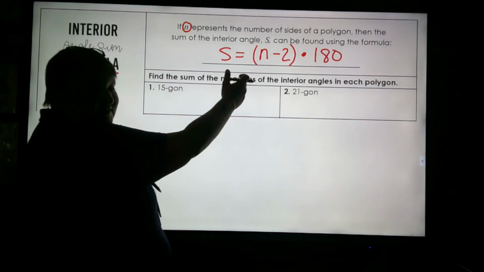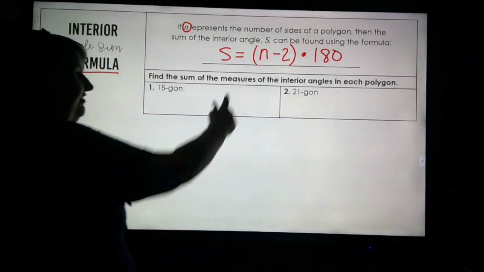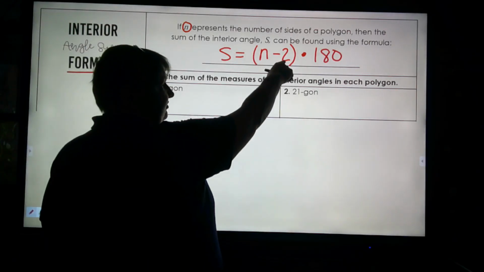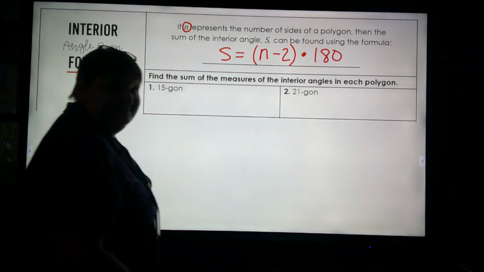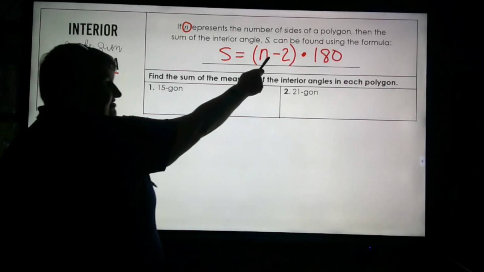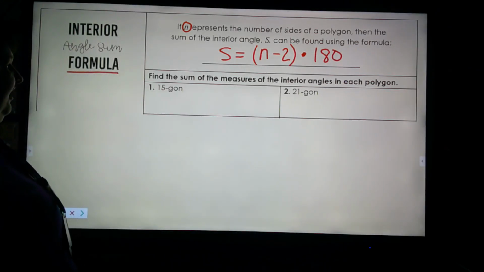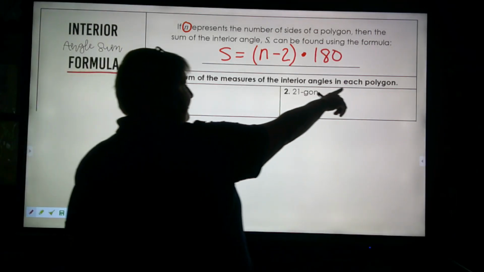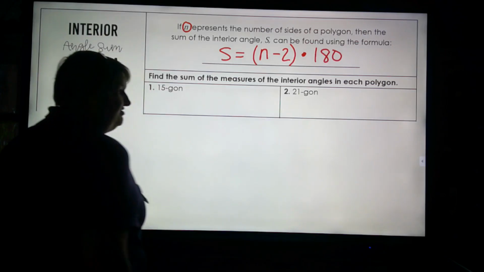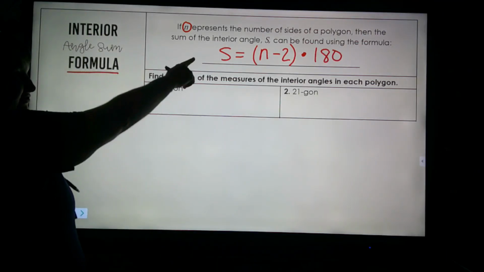This is our formula. It can be applied to every shape. The number of sides minus 2 times 180. Make sure you do what's inside the parentheses first. That's why the parentheses are there. All right, so find the sum of the measures of the interior angles in each polygon. We're going to use this formula.